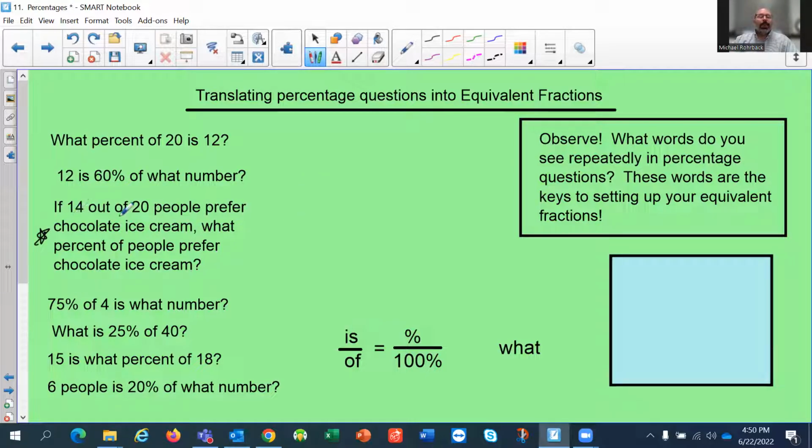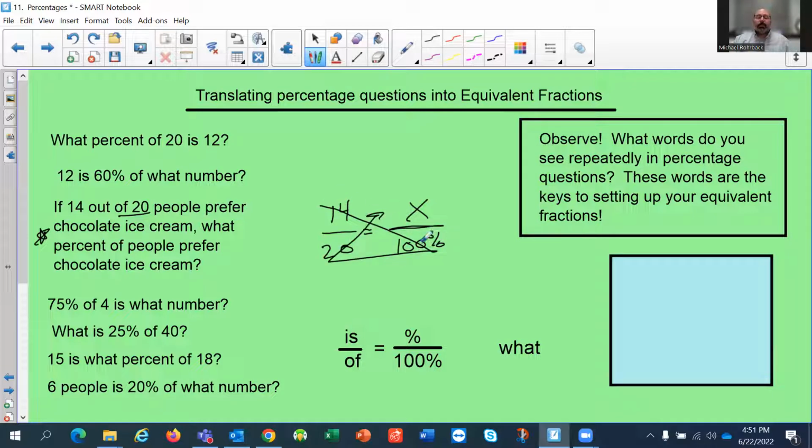If 14 out of 20. So now here's where you have to do a little bit of reading. 14 out of 20 people prefer chocolate ice cream. What percent prefer chocolate ice cream? So again, we have the part that like chocolate out of 20 total people. So it's part out of total, and you have percent out of 100%. So again, this is going to be cross multiply and divide and get your answer.